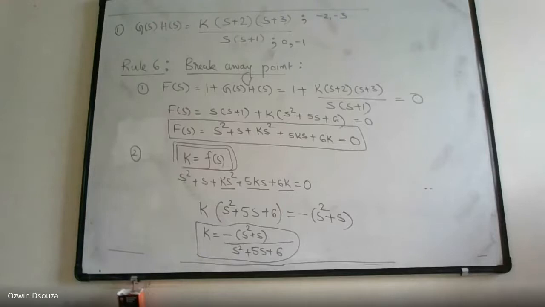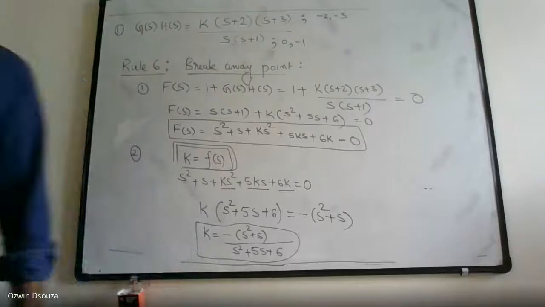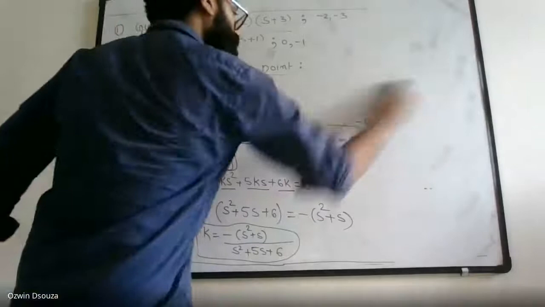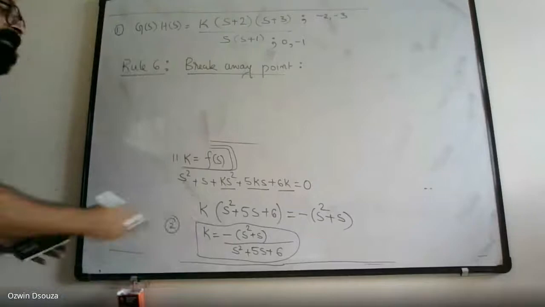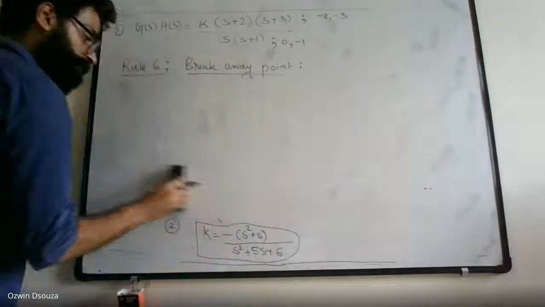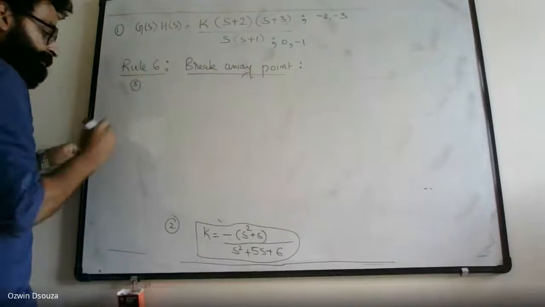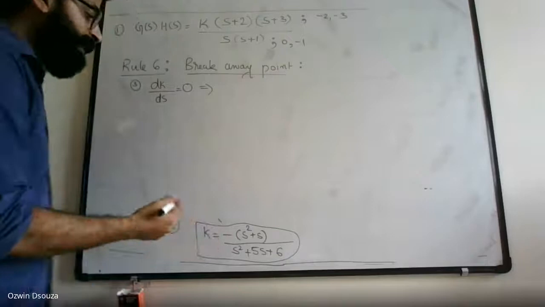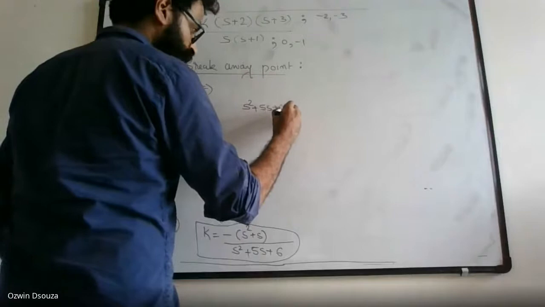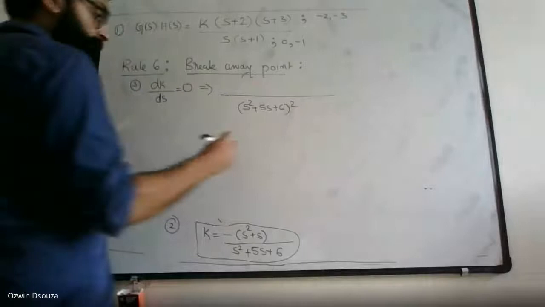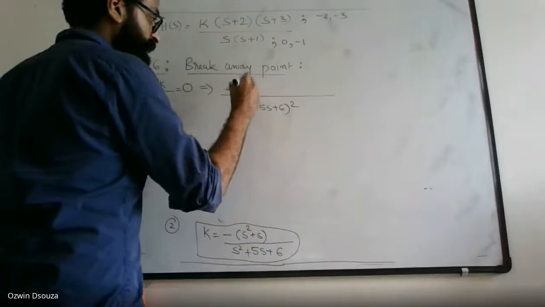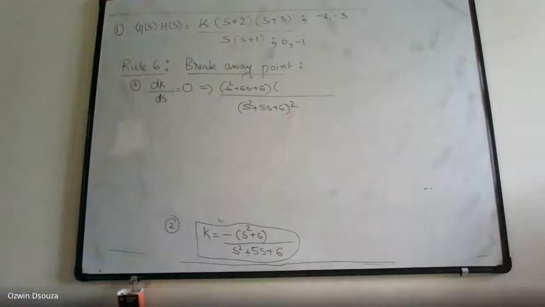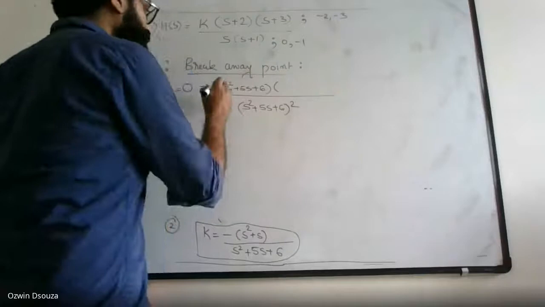Once you find an expression for K, you are supposed to differentiate that particular expression. So this is your step two, that is obtaining K is equal to F of S. So in rule 6, the third step is differentiating K with respect to S and equating to 0. So you have to use UV rule here. Denominator square, S square plus 5S plus 6, the whole square, divided by S square plus 5S plus 6 into differentiation of the numerator. Minus sign I'll keep here, and 2s plus 1.